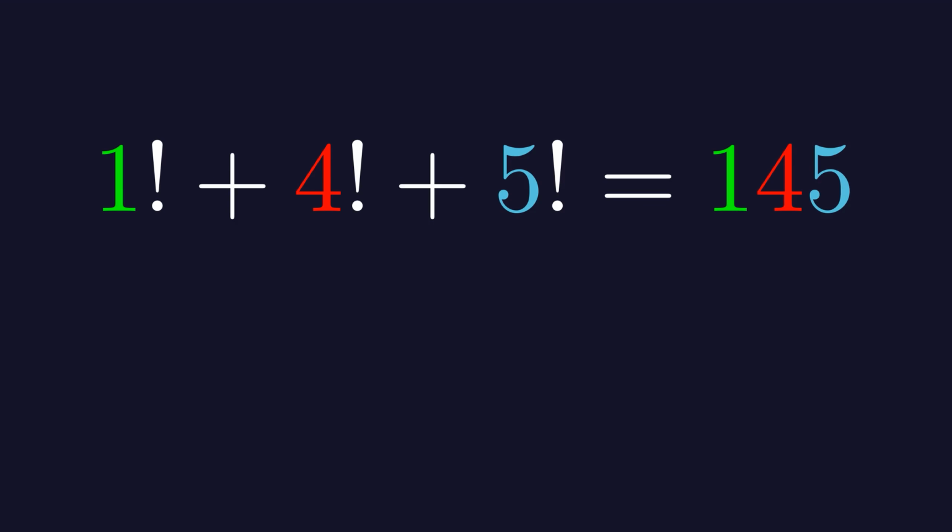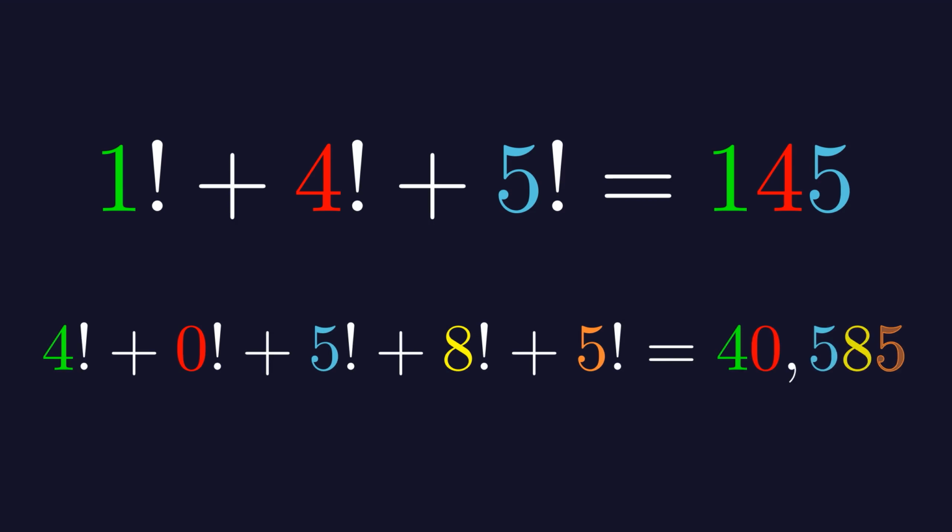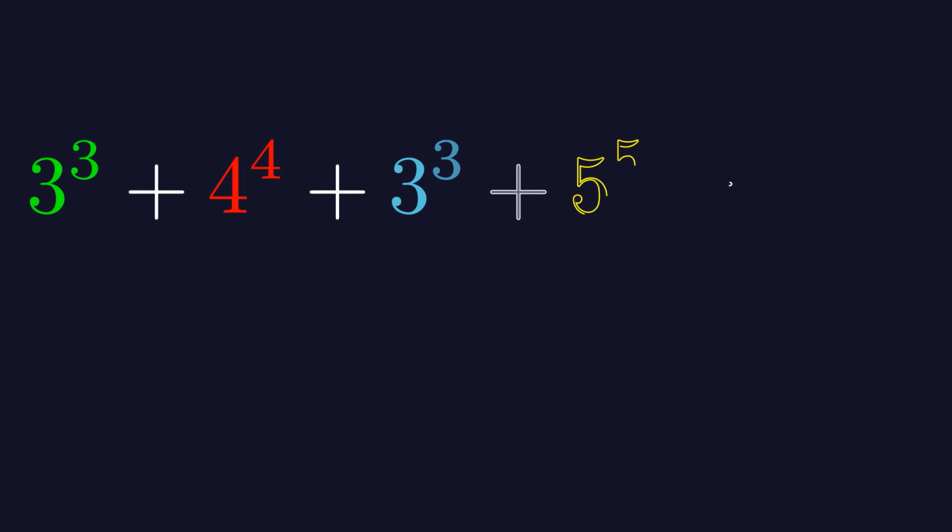1 factorial plus 4 factorial plus 5 factorial is equal to 145. The same is true for 40,585. 3 to the power of 3 plus 4 to the power of 4 plus 3 to the power of 3 plus 5 to the power of 5 is equal to 3,435.